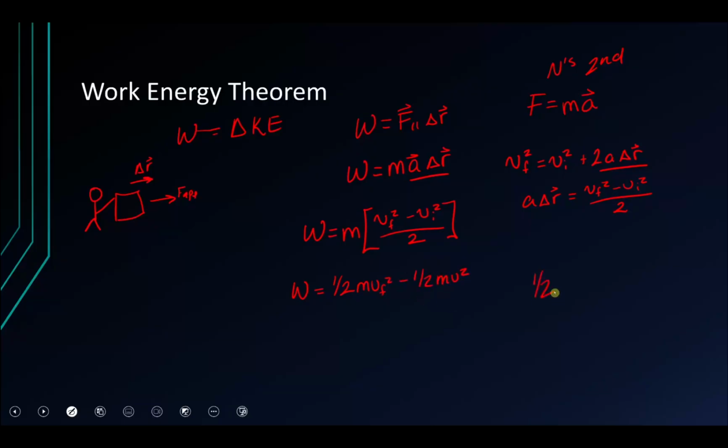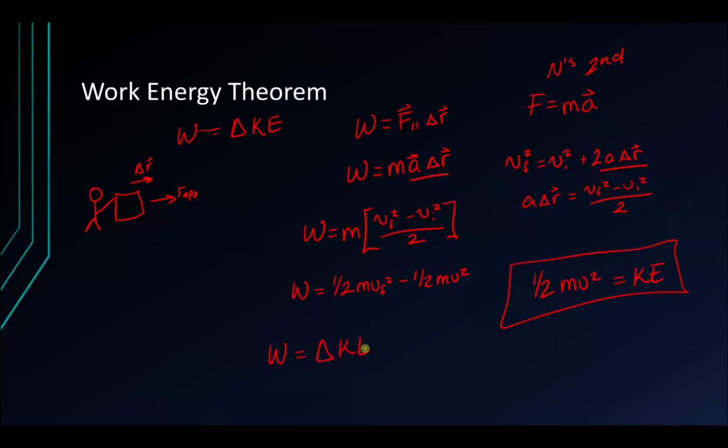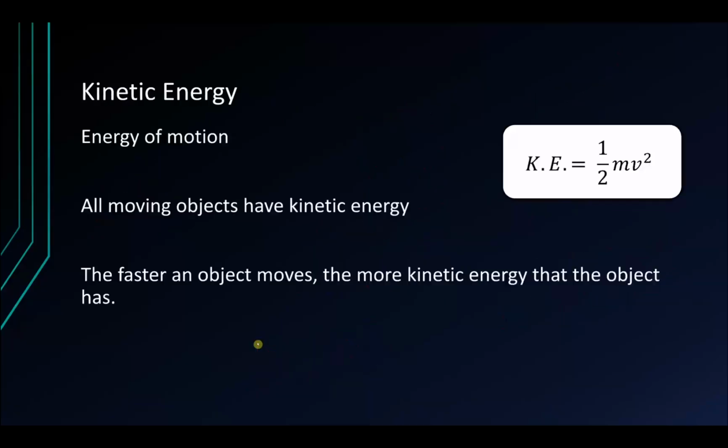And this 1/2 mv squared is what we call kinetic energy. So kinetic energy is going to be the energy of motion, right? If something has a velocity, it has a kinetic energy. It has energy of motion. So our work is equal to this change in kinetic energy. So all moving objects have kinetic energy. The faster an object moves, the more kinetic energy that this object has.